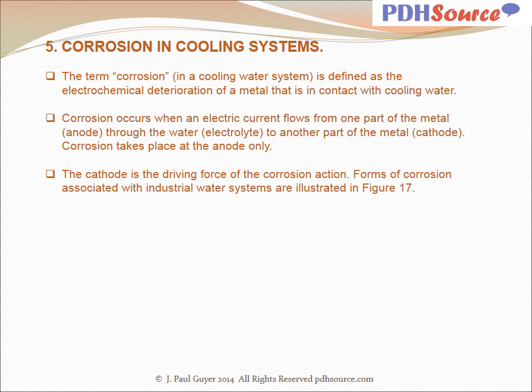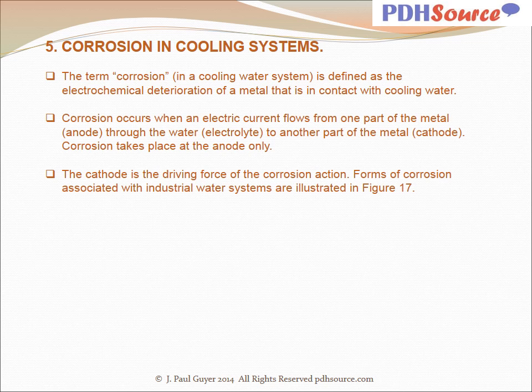The term corrosion in a cooling water system is defined as the electrochemical deterioration of a metal that is in contact with cooling water. Corrosion occurs when an electric current flows from one part of the metal, the anode, through the water, the electrolyte, to another part of the metal called the cathode. Corrosion takes place at the anode only. The cathode is the driving force of the corrosion action.